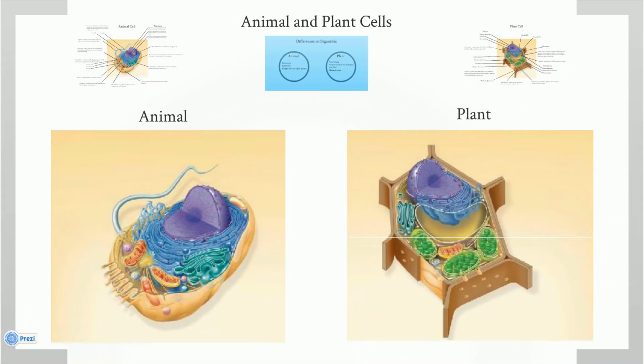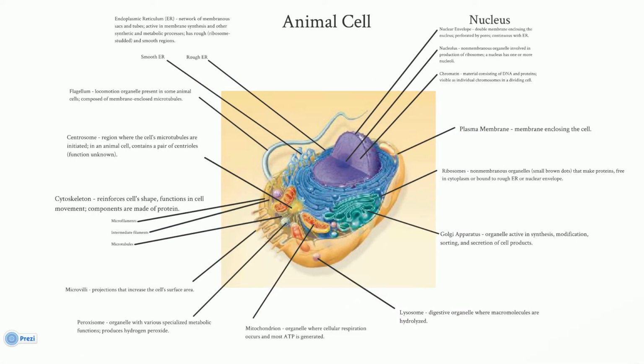Now I'm going to look at the animal cell and the organelles that make up the animal cell. The organelles in the animal cell are the nucleus, the plasma membrane, ribosomes, Golgi apparatus, lysosomes, mitochondrion, peroxisome, microvilli, cytoskeleton, centrosome, flagellum, and the endoplasmic reticulum, also known as the ER.